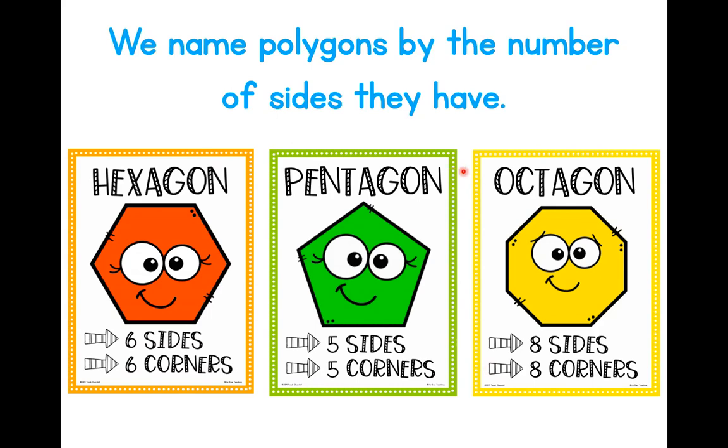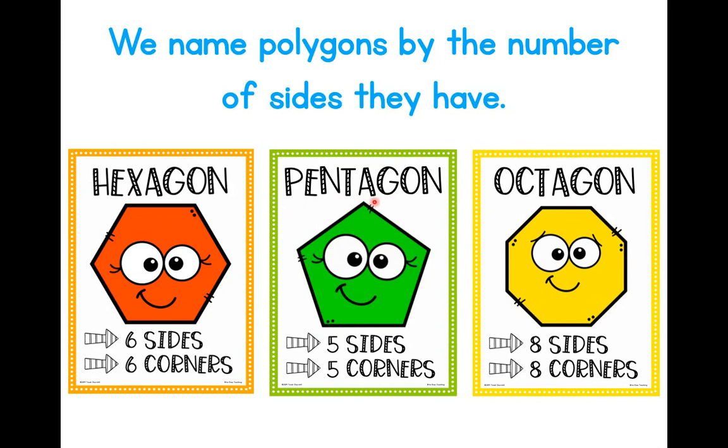And remember, boys and girls, that we can name polygons by the number of sides that they have. So some examples of polygons that are named by the number of sides that they have, we have a hexagon. Remember, hexa means 6. So a hexagon is a polygon that has 6 sides and 6 corners.